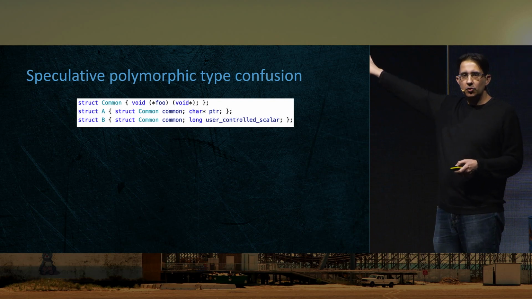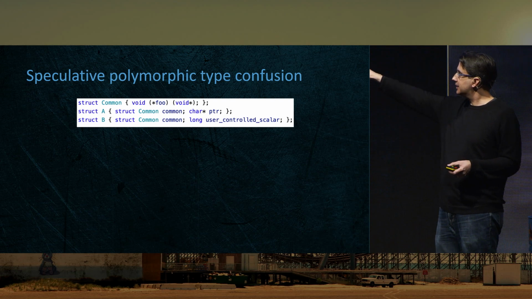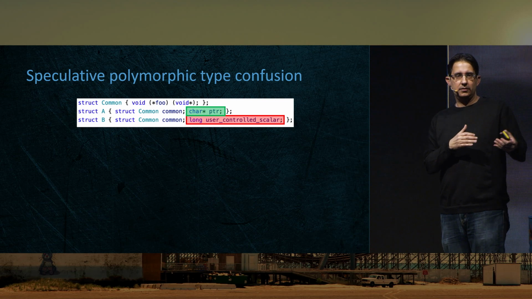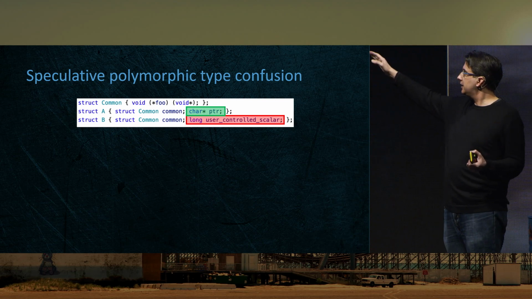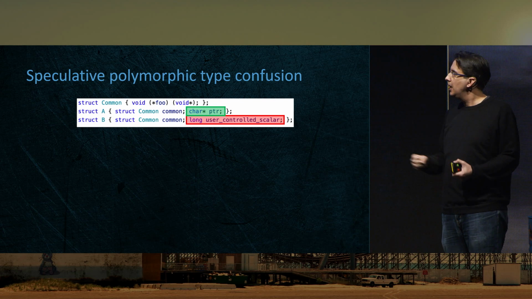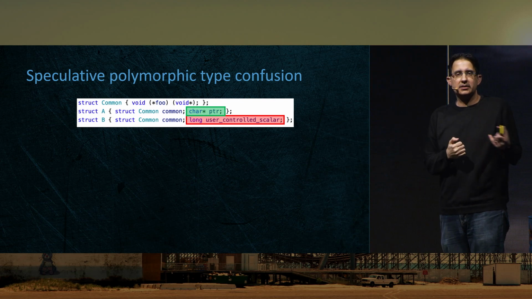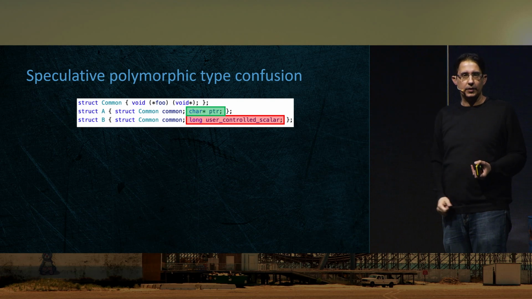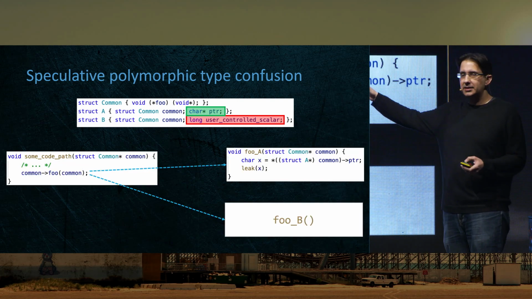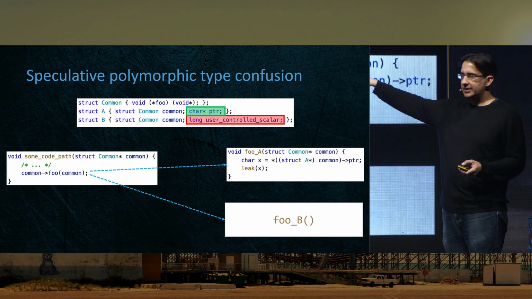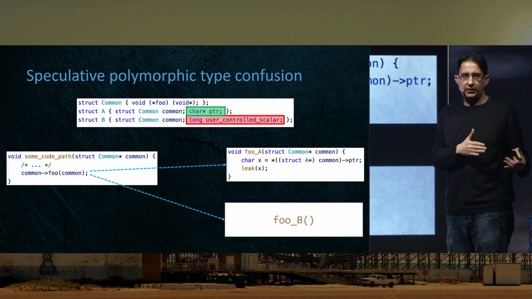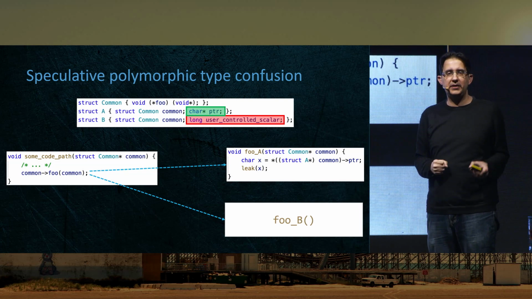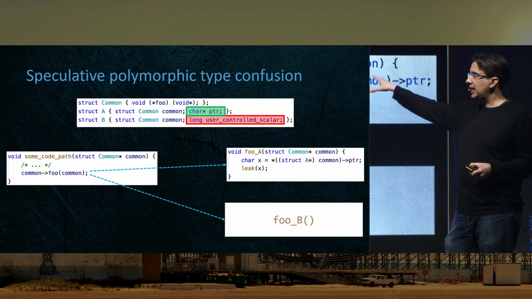And the specific modules define their own structures that start with a common interface, and then they extend it with their own fields. So in this example, we have module A that has a field with a trusted pointer, and module B that has a field with an untrusted scalar. Maybe this is something that can be set from user space by an IOCTL or something. And the idea is that there is some code path that gets past the common interface that belongs to the specific module, and dereferences it to find the module-specific method to execute, and then it executes it.